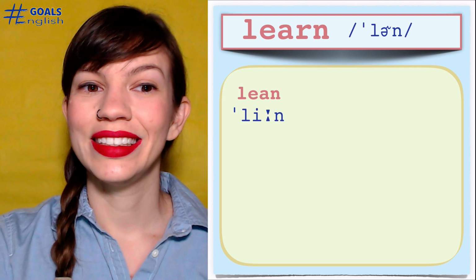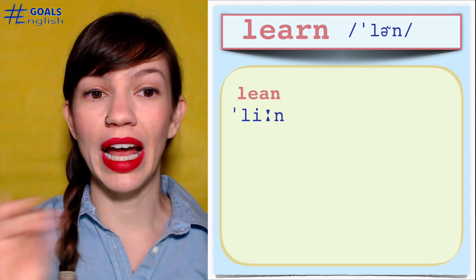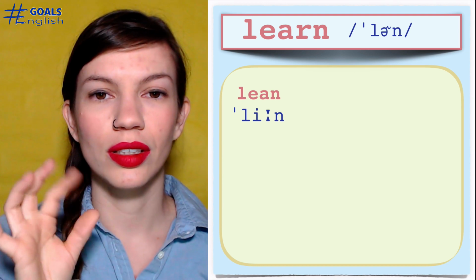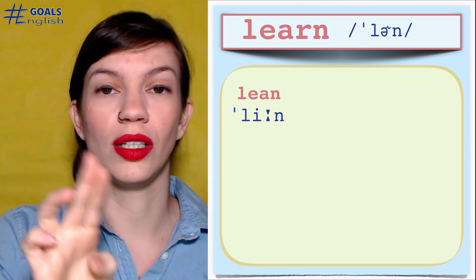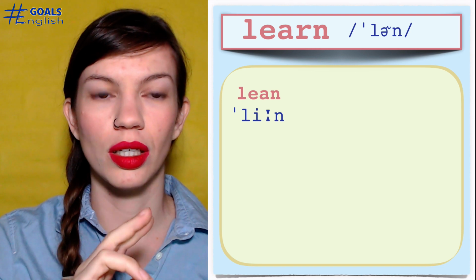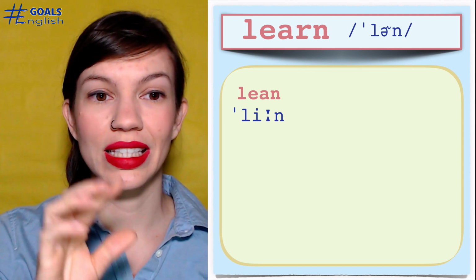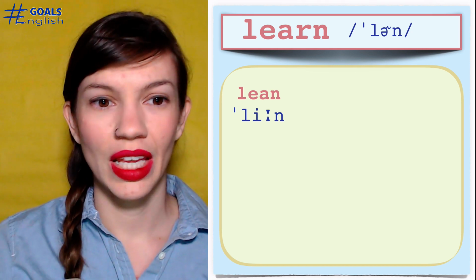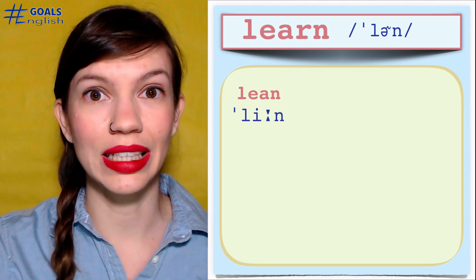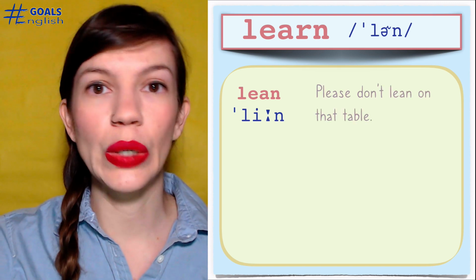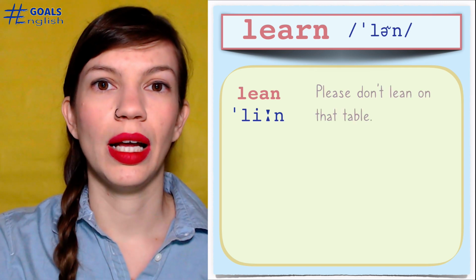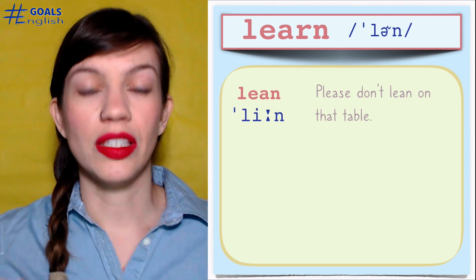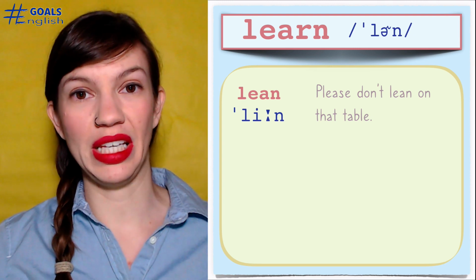So just one letter different, but the vowel is different. That has more of a schwa, which is why it has that little upside-down E symbol. Versus this EA here, which is a long E, like in "see." Lean. Please don't lean on that table. It can also be like lean, meaning thin. He's very lean, or a lean cut of meat. Lean.